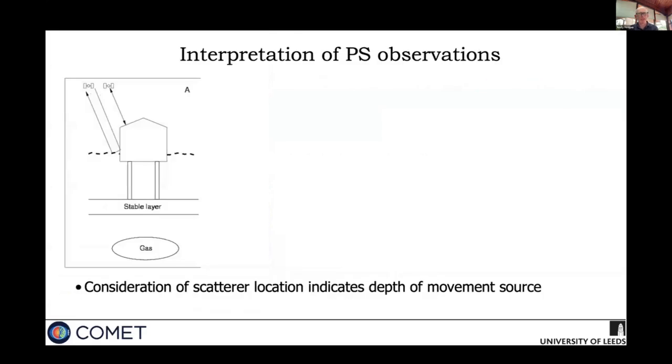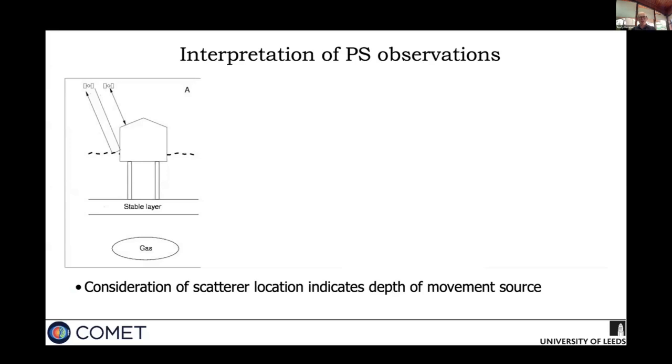Okay, just a quick word about interpretation of PS observations, because it's nice. You get these high resolution results, which, depending on the data set, may only be pixels of just a meter or two square. So then you can really start to think about where these reflections are coming from. They might be from the top of a structure, the top of a building. But it could also be so-called double bounce off the side of a structure.